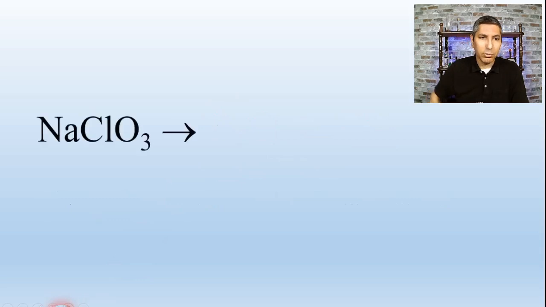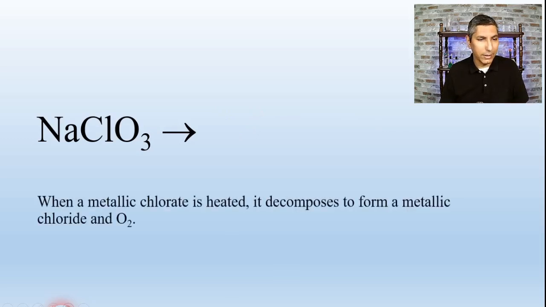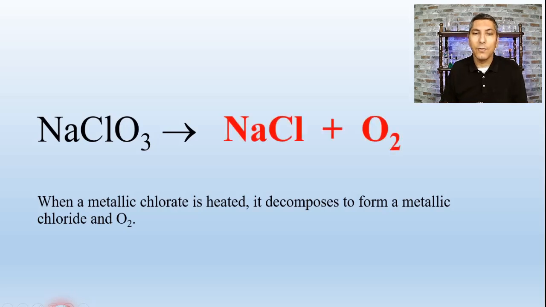Let's try another example. Let's try NaClO3. Now ClO3 is the chlorate polyatomic ion. So here we have a metallic chlorate. And the rule for those decompositions looks like this. When a metallic chlorate is heated, it decomposes to form a metallic chloride and O2. So chloride just means it ends with Cl. So the metallic chloride in this case would be sodium chloride, NaCl. And of course, O2, oxygen gas, is the other product. And of course, if you want to, you could balance that fairly easily as well.